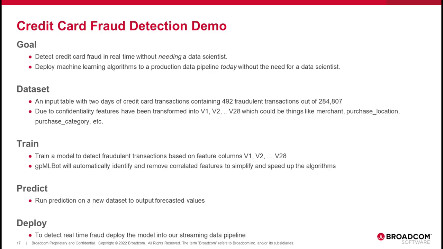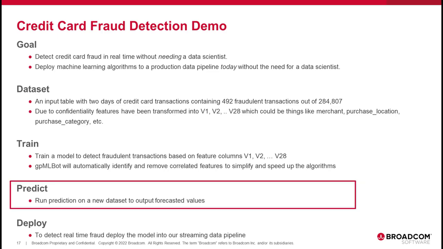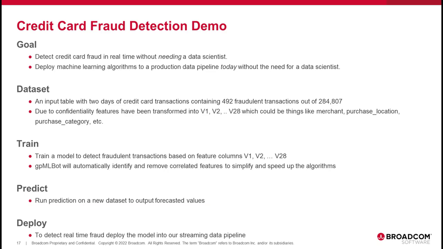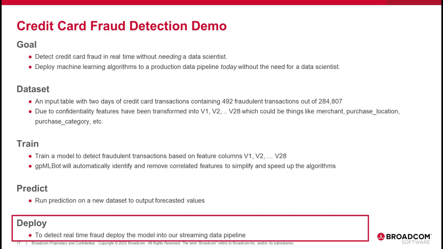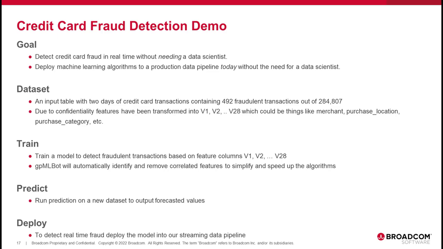And then the next phase is predict, where we basically take the trained model and run it against a brand new data set to forecast new values for us to verify our model. So again, predict is verifying our model on a new data set for us. And the last thing is deploy. Deploy allows us to export our trained model and plug it into our streaming data pipeline in order to do real-time fraud detection in our end-to-end data pipeline.